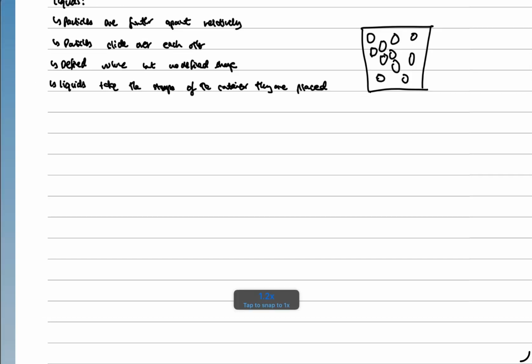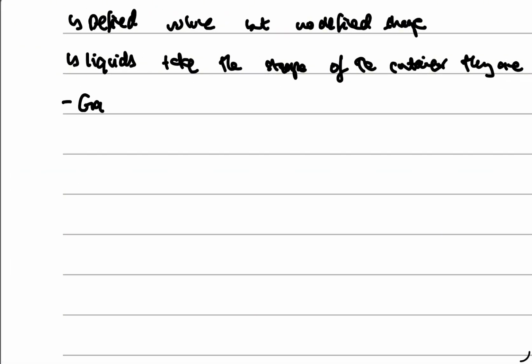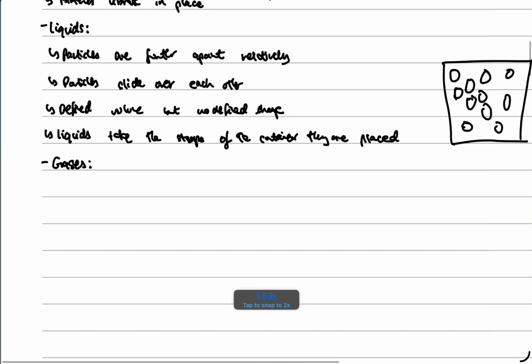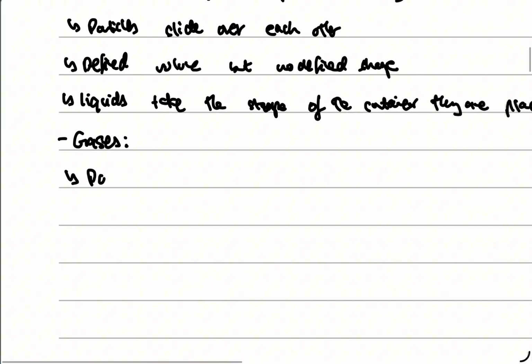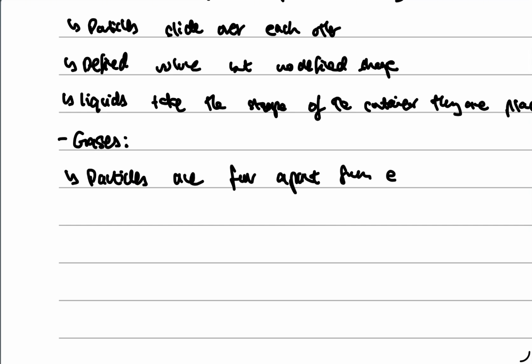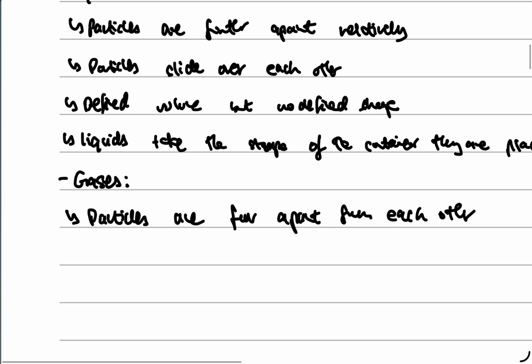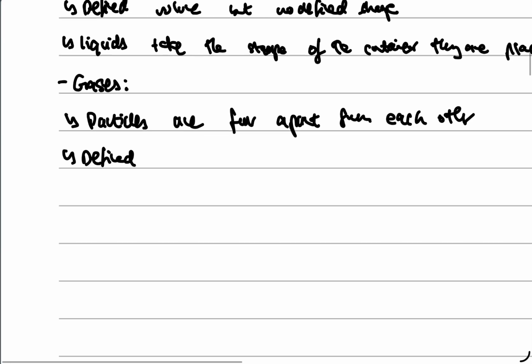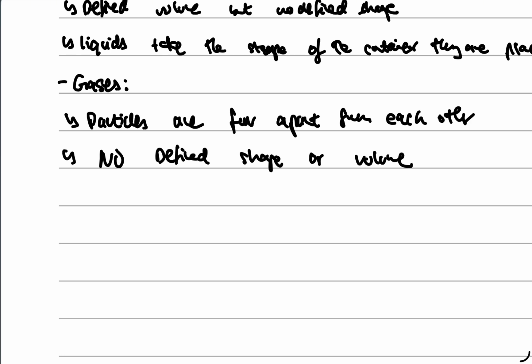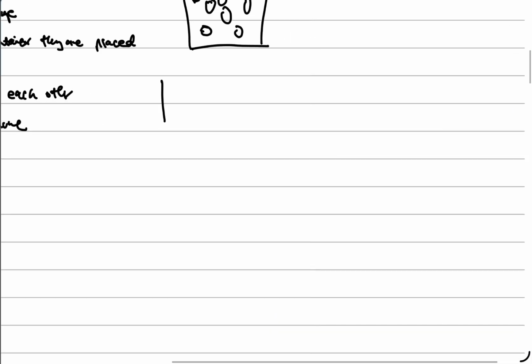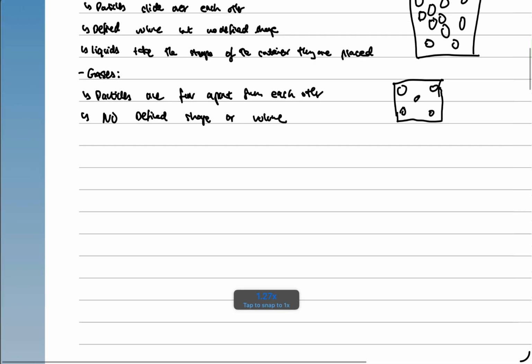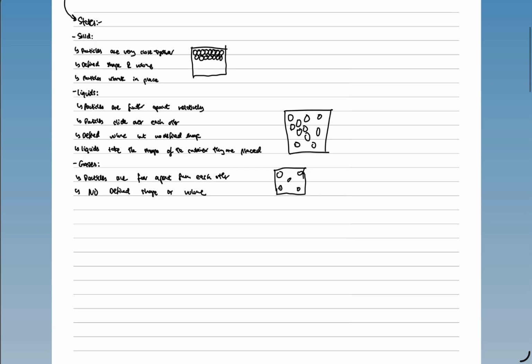And then thirdly, we have gases. And when it comes to gases, it's pretty much just the opposite of solids. So the particles are far apart from each other. They have no defined shape or volume. And the particles in gases are just all over the place. They're as far apart as can be. So that's the first type of classification.